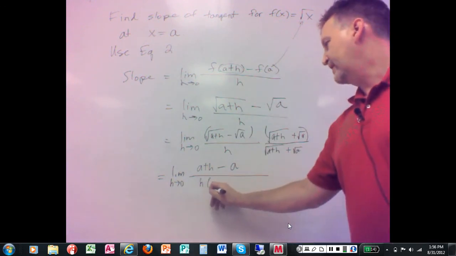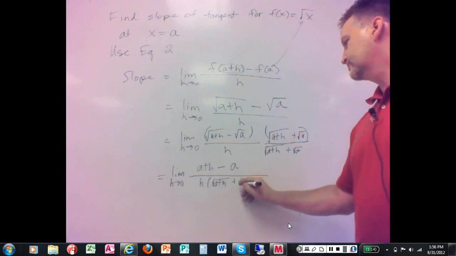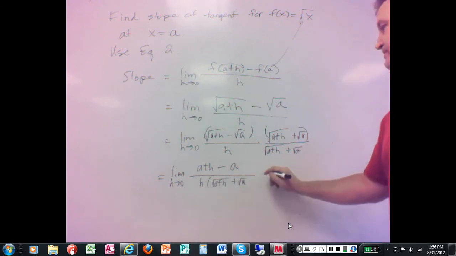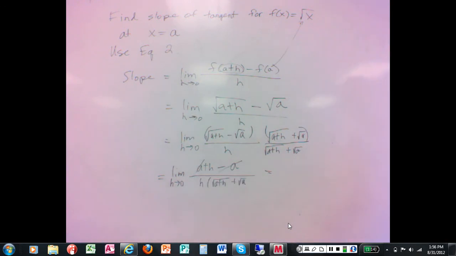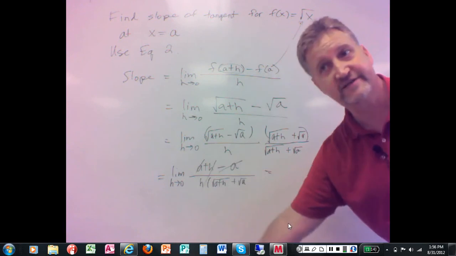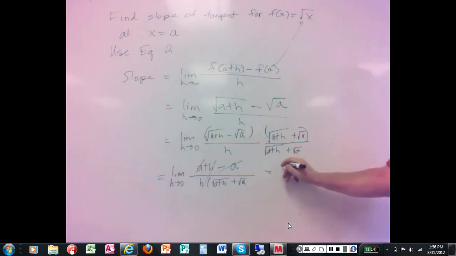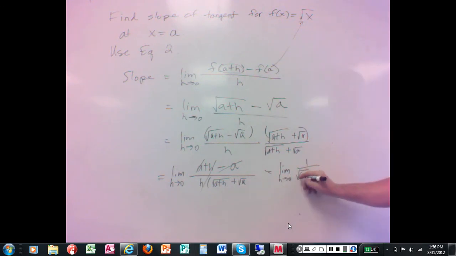Then the bottom I'll have h. Just going to leave that as is. Because nice things happen on top. The a's wipe out. Then also, since that happened, what else? The h's cancel out, so I wind up with the limit as h approaches 0 of 1 over just the square root of a plus h plus the square root of a. Right? All that canceling out leaves me this.